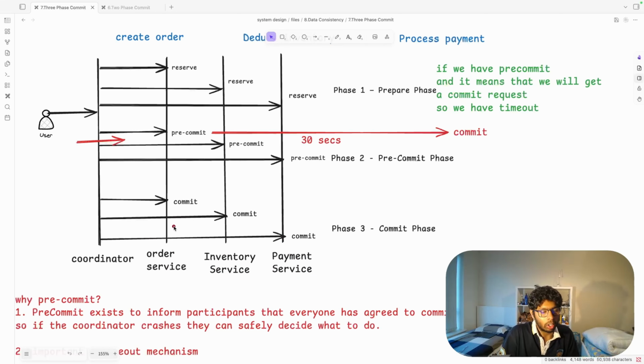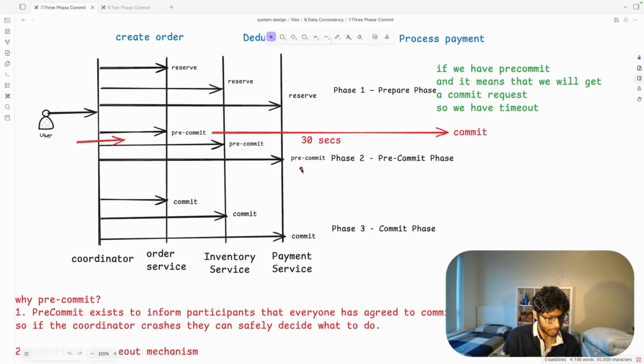Let's say the order service request comes in less than 30 seconds, it means it is perfect, we mark it as commit, perfectly working. Inventory service request comes in less than 30 seconds, we mark it as commit, perfectly fine. But let's say the payment service request didn't come in less than 30 seconds, then there is a catch. We will mark it as commit.